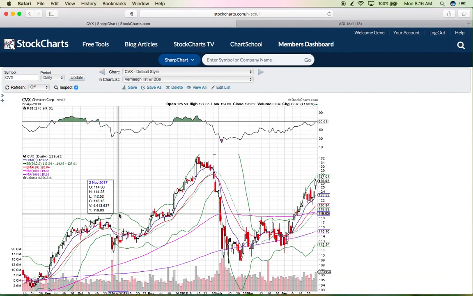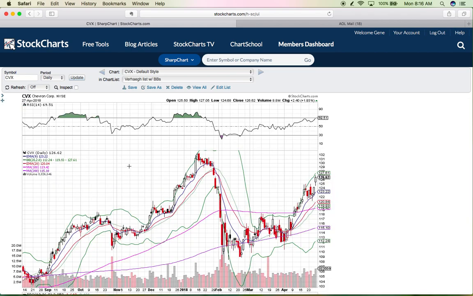You're not going to get the absolute bottom and sell at the absolute top. Like if you go back to the Chevron chart here, nobody's going to buy down here at the very bottom, the absolute low, and sell it up here at the absolute top. That's just not going to happen. If it does, it's luck.